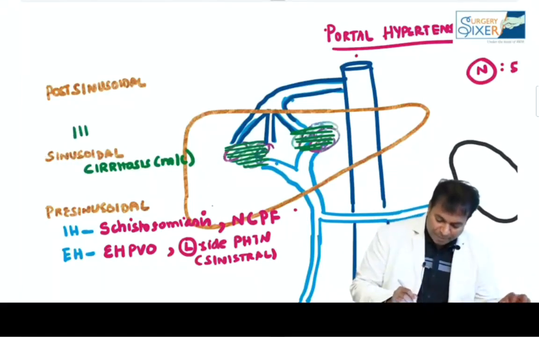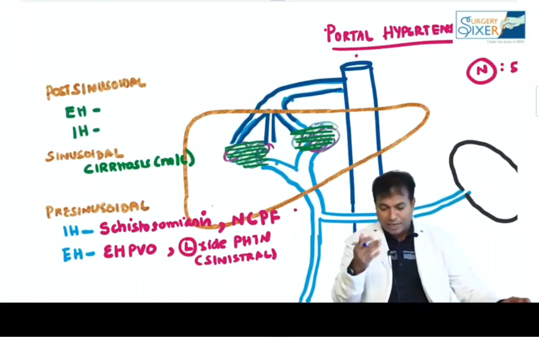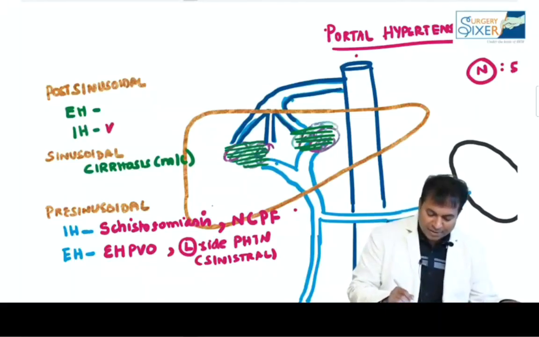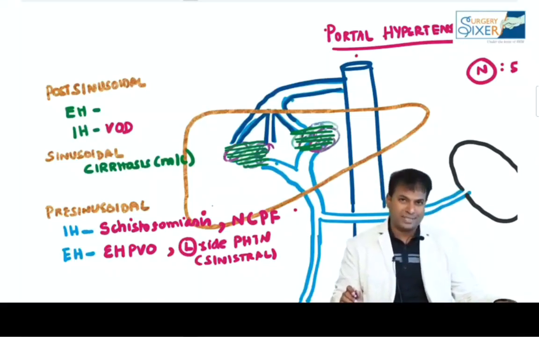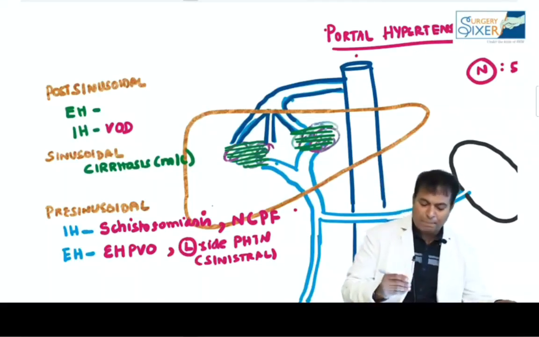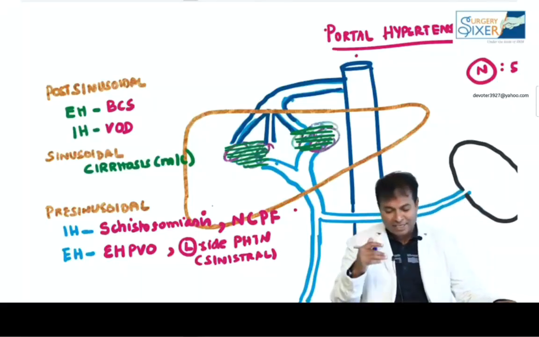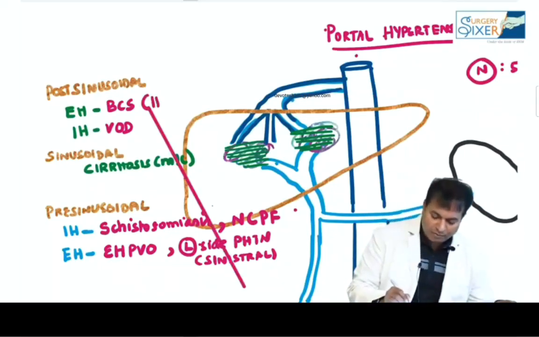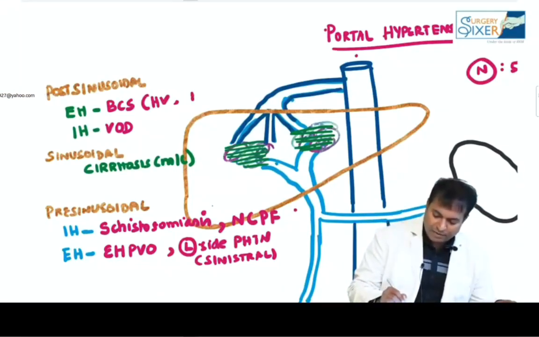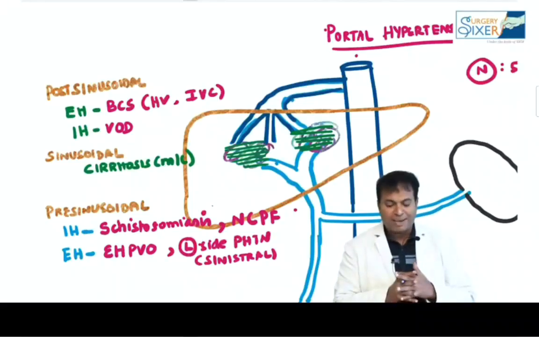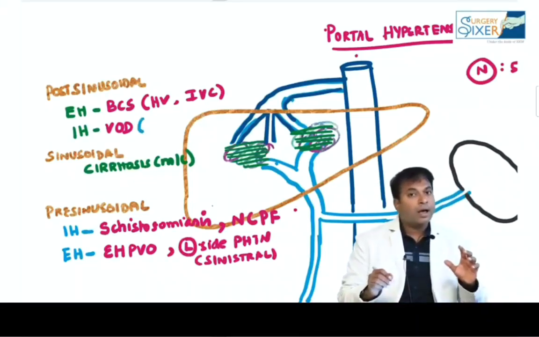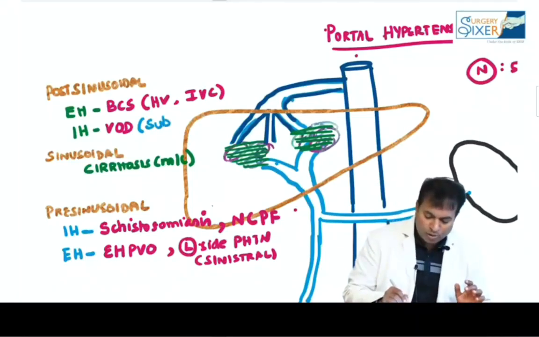Pre-sinusoidal has intrahepatic and extrahepatic. Similarly, post-sinusoidal also has two: intrahepatic and extrahepatic. Intrahepatic is known as veno-occlusive disease. Extrahepatic is what we call Budd-Chiari syndrome, involving obstruction of the hepatic veins and IVC. Budd-Chiari syndrome is compression or obstruction of the hepatic vein and IVC. Veno-occlusive disease is an obstruction of sublobular venules. Sublobular venules are obstructed. I'm going to discuss everything in detail later.